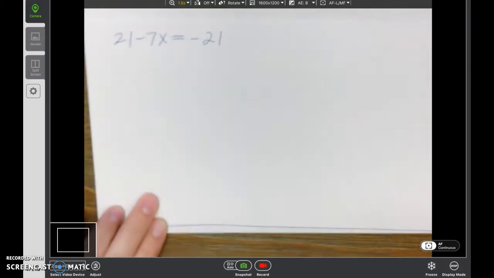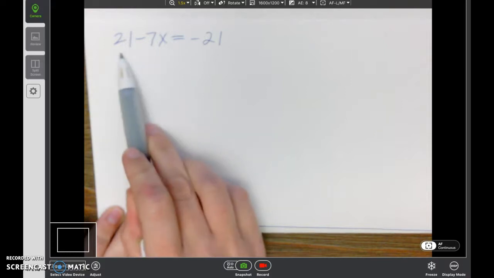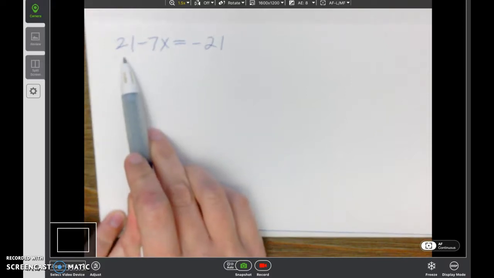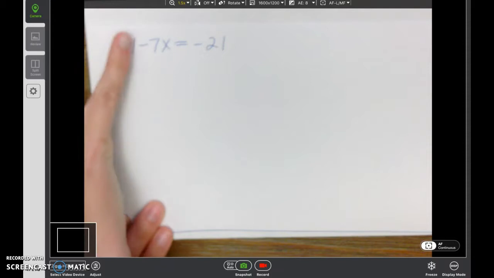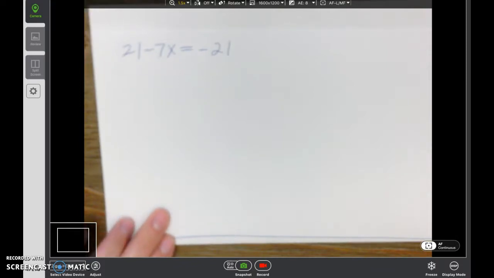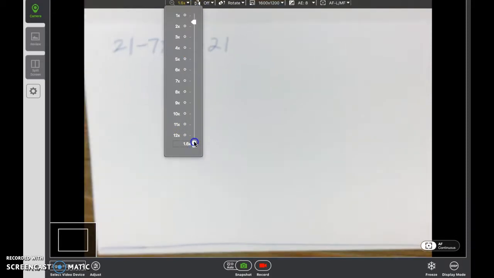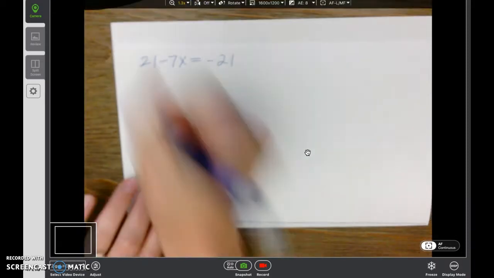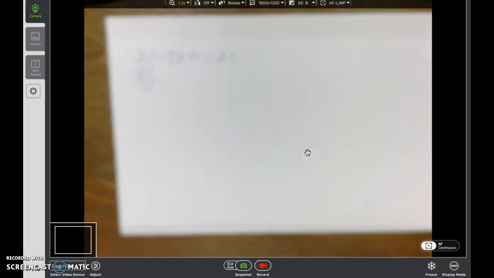And so now I have 2 things happening to x. X is being multiplied by 7, and then I have this 21 here. I need to decide what I want to get rid of first. I want to get rid of my 21 first, because then I'm just going to be left with 7x, and then I have essentially a single-step equation. So if I want to get rid of my 21, I need to take away 21 or subtract 21. So I'm going to subtract 21 from the left side of my equation because now that's going to make 0.